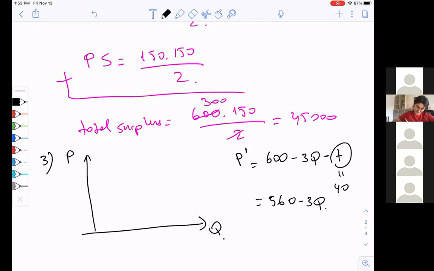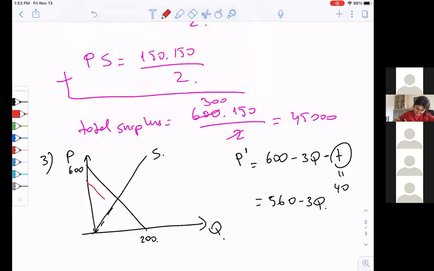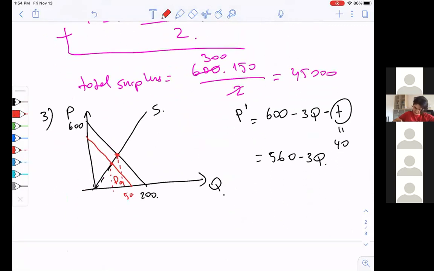Let's say this is 600, and this is 200. Then we have the supply curve, and we have the new demand curve, demand after the tax, as this. The equilibrium quantity will drop to this instead of this. We found here 150, right? This is 150.